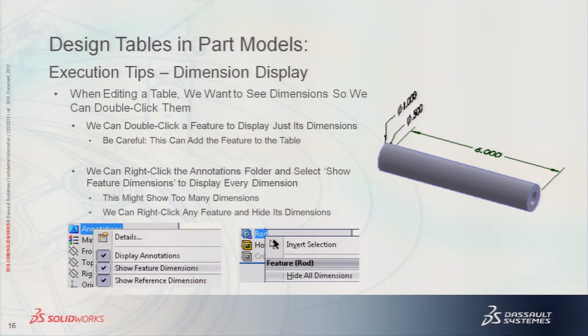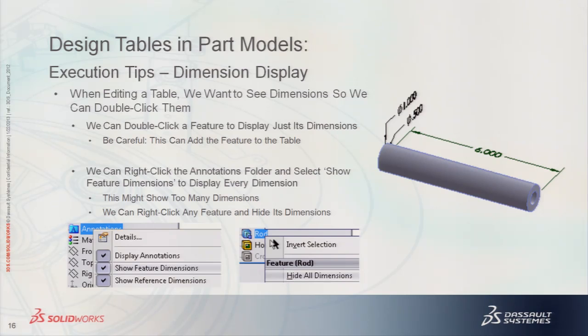So the next thing that we'll talk about here, and then we'll show you both this and the previous slide inside of SolidWorks, is dimension display. When we edit a table, we want to see the dimensions, so we can double-click on those. There's a couple different ways that we can bring that up. We can double-click a feature to just display its dimensions, but like we said before, be careful because it also adds the feature to the table.